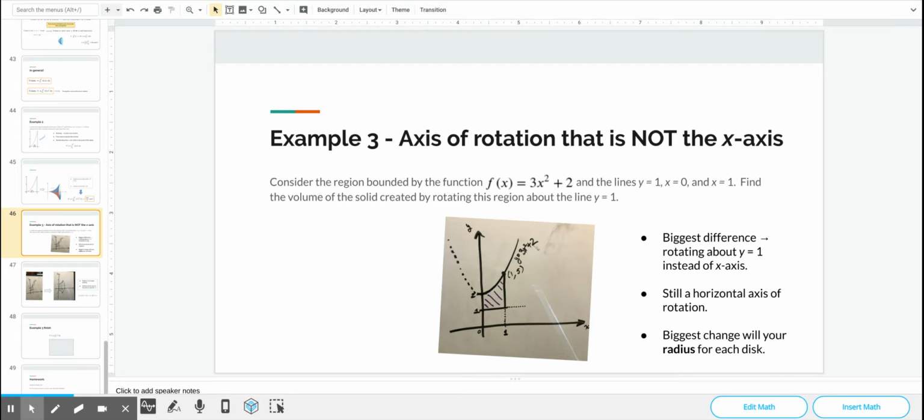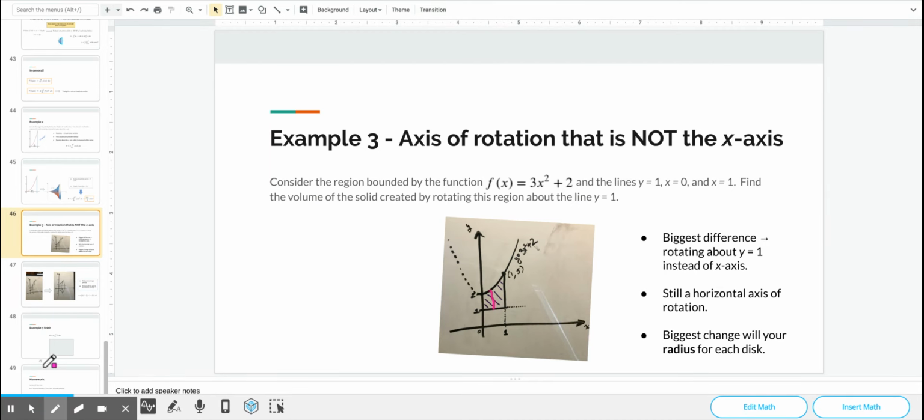But the biggest difference is that I'm rotating it about y equals 1, not the x-axis. And so I have to account for the radius being a little bit different. Because if you think about it just from this picture alone, and we'll dive into it a bit more in the next slide, the radius is not the distance from the x-axis up to the function. The distance from the axis of rotation all the way to the function itself is not the same as the distance from the x-axis up to the function, which would be the output of the function. So I'm going to have to account for this space in between the axis and the x-axis, which is 1 unit.